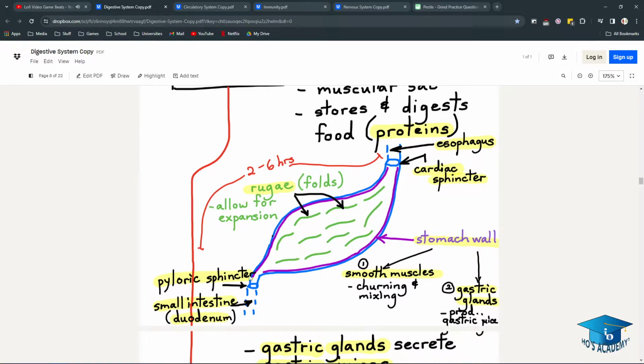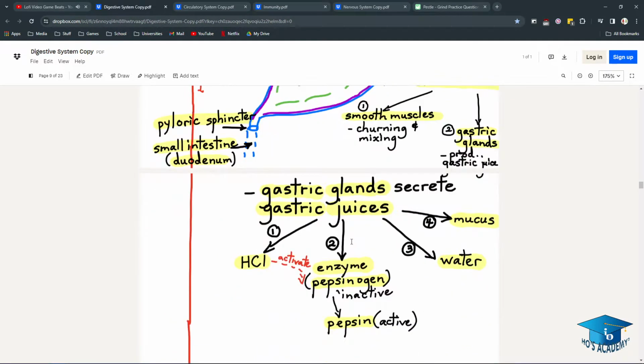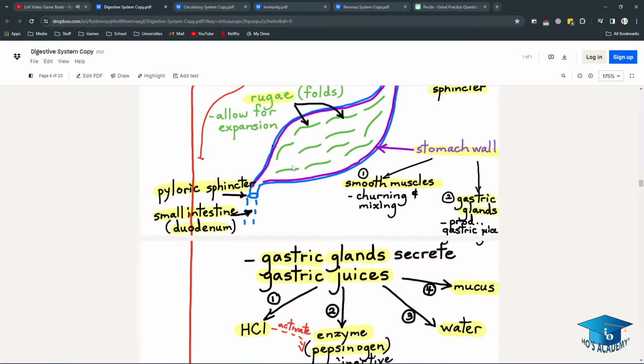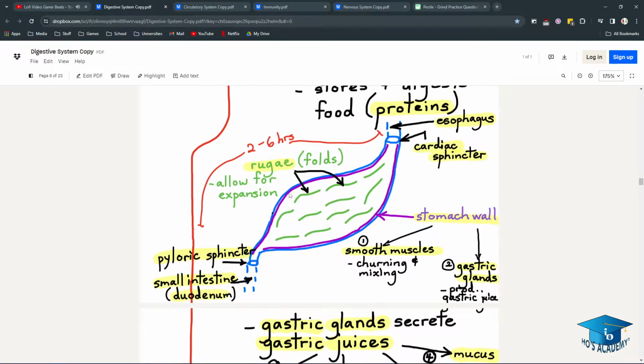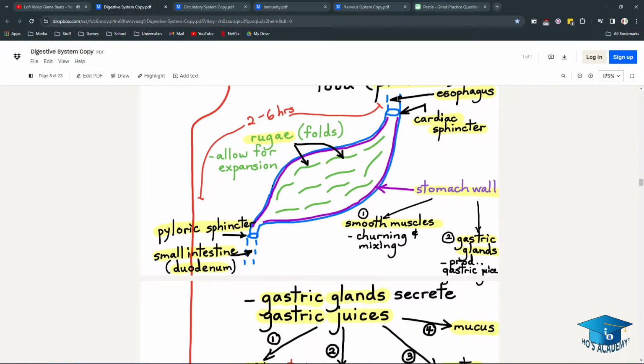I say especially because the enzymes here only deal with proteins, but the hydrochloric acid is also part of the chemical digestion for other foods. So past this cardiac sphincter after the esophagus, your food will spend 2 to 6 hours here. There's extreme folding called the rugae. And if you think about it, if you eat and get really full, then your stomach will expand, so your stomach won't burst.